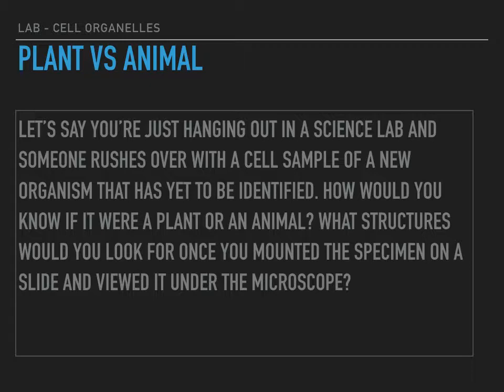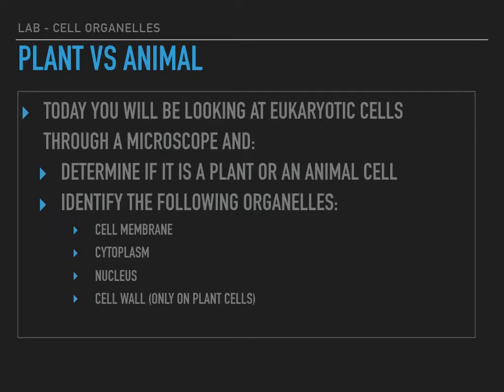Let me give you a scenario, and be aware, this could happen to you. Let's say you're just hanging out in a science lab and someone rushes over with a cell sample of a new organism that has yet to be identified. How would you know if it were a plant or an animal? What structures would you look for once you mounted the specimen on a slide and viewed it under the microscope?